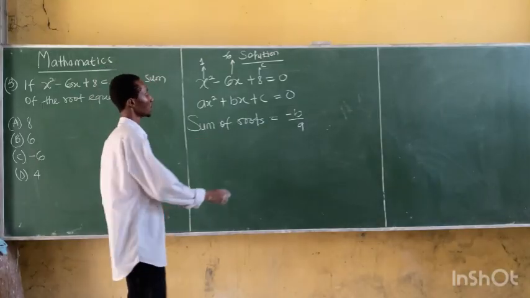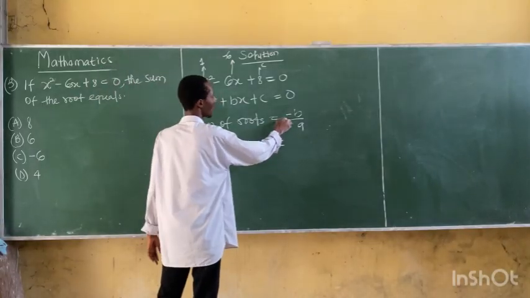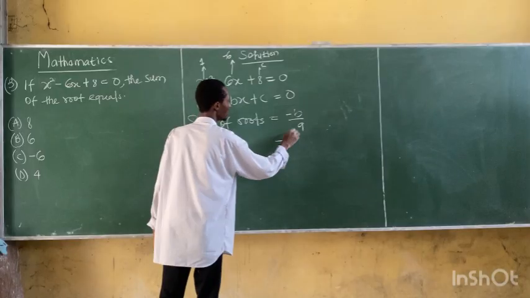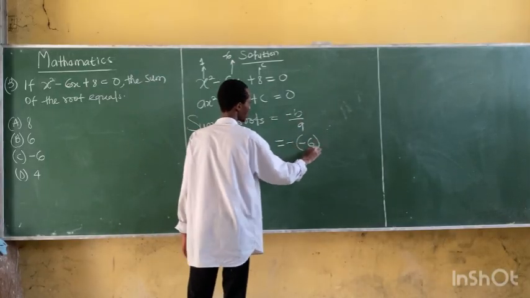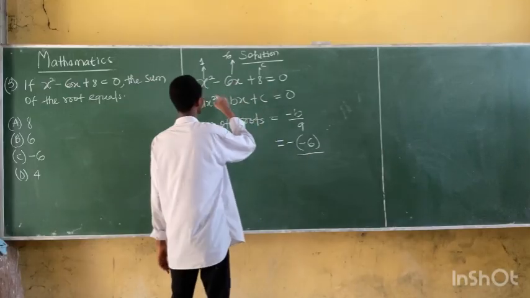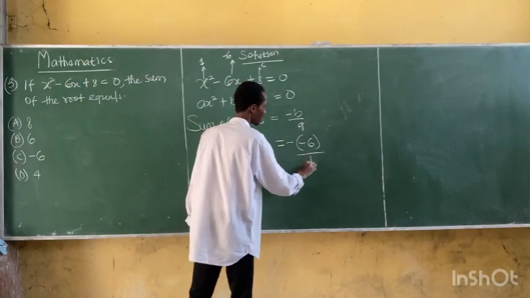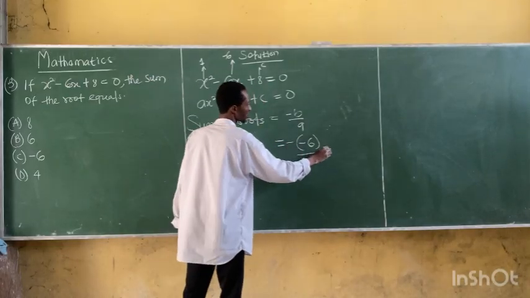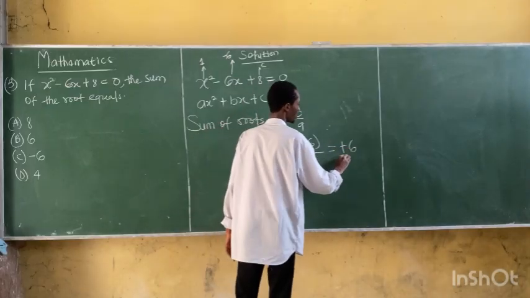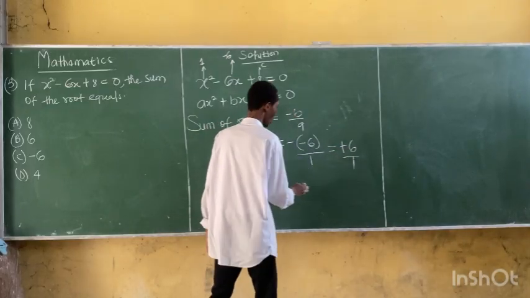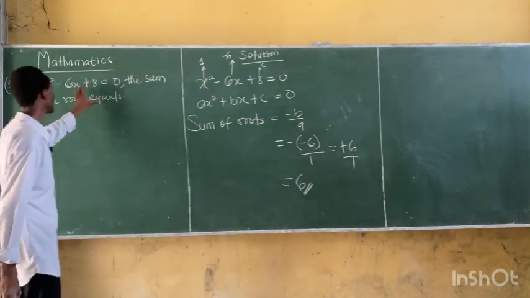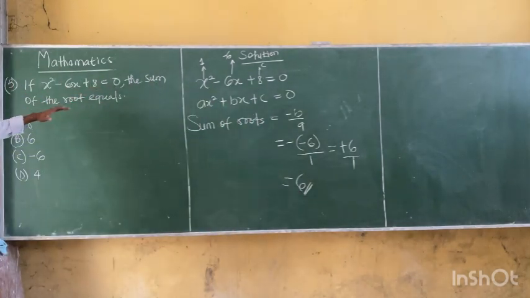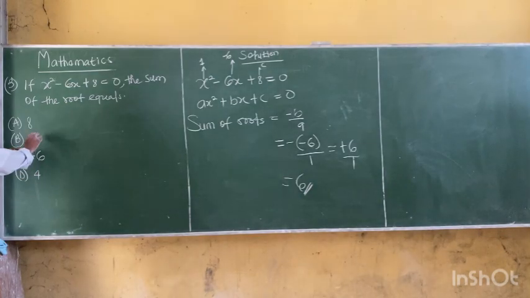So for sum of roots, we have it to be minus b over a. We have minus, our b here is what? Minus 6. So we have minus 6 over a here is what? Plus 1. Minus times minus gives us plus. So we have plus 6 over 1. 6 divided by 1 gives us 6. Therefore, the sum of roots of this equation is equal to plus 6. Option B. This is the correct answer.